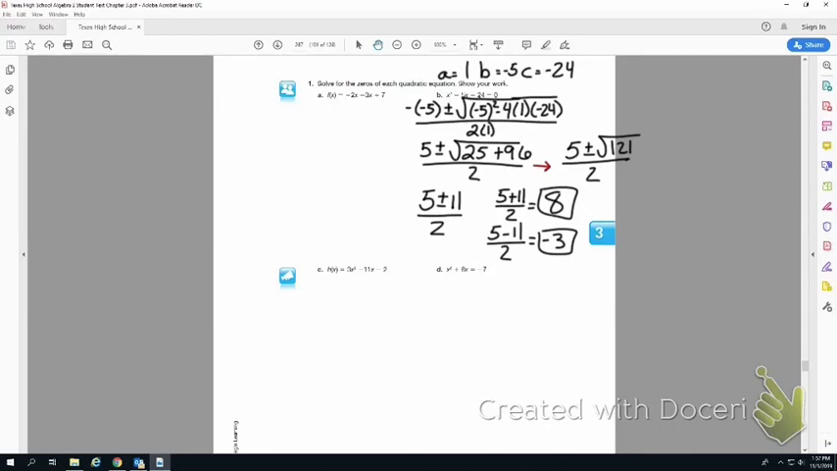Okay? So on A, Mackenzie, what are my a, b, and c values? Your a is -2, your b is -3, and your c is 7. Okay. So I'm going to go negative b plus or minus the square root of b squared minus 4ac, all over 2a.